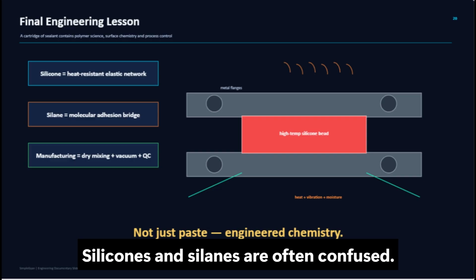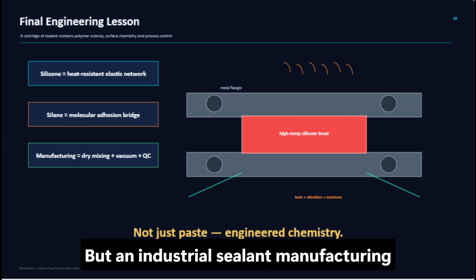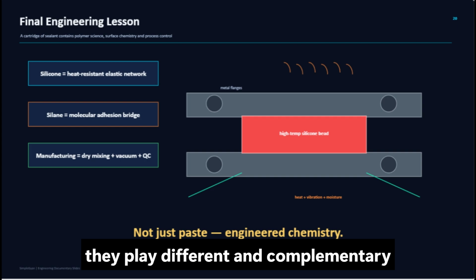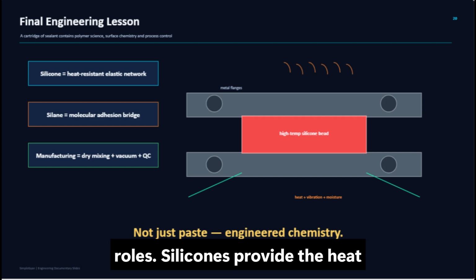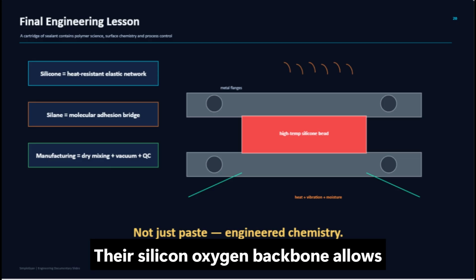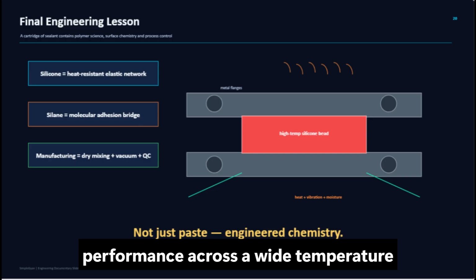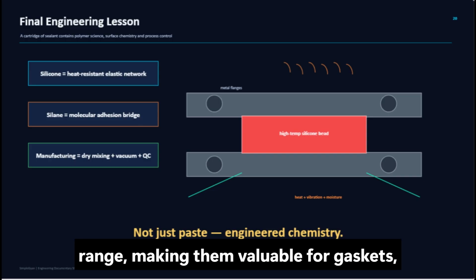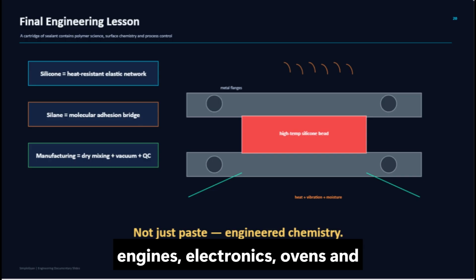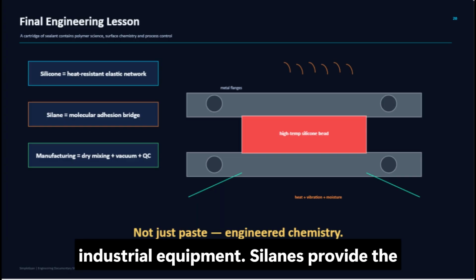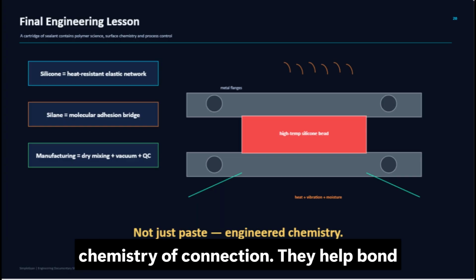Silicones and silanes are often confused, but in industrial sealant manufacturing they play different and complementary roles. Silicones provide the heat-resistant, flexible, rubbery network. Their silicon-oxygen backbone allows performance across a wide temperature range, making them valuable for gaskets, engines, electronics, ovens, and industrial equipment. Silanes provide the chemistry of connection.